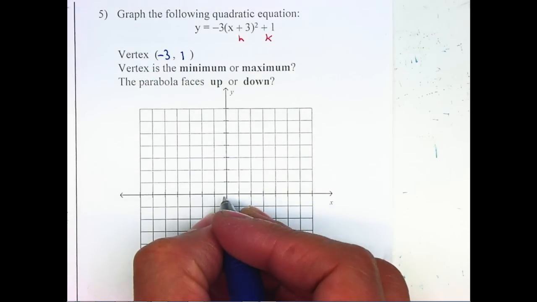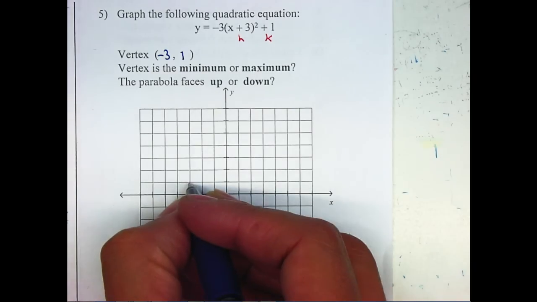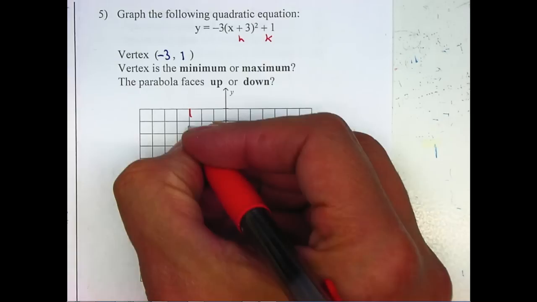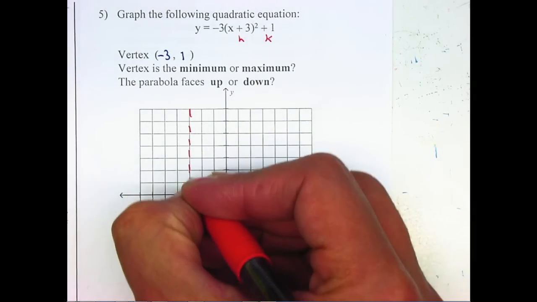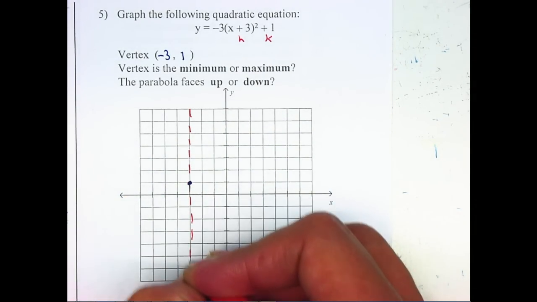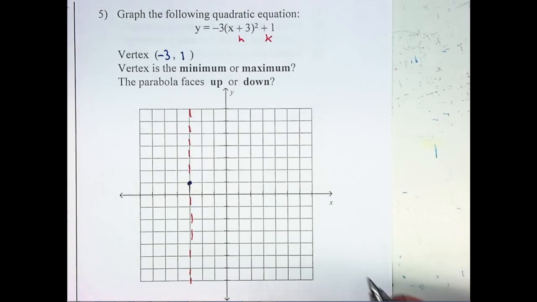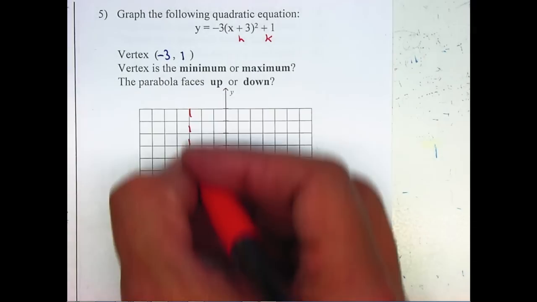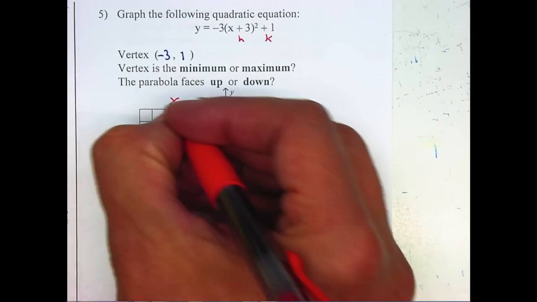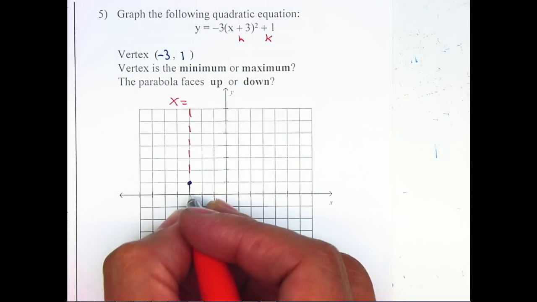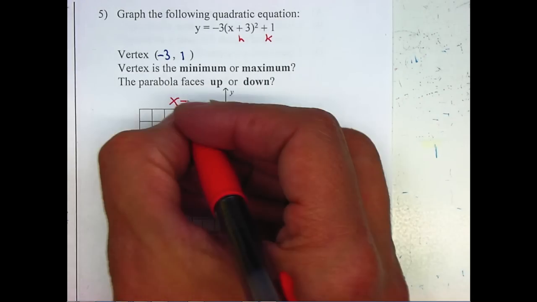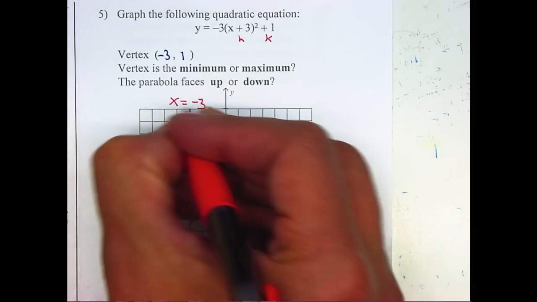Let's go and plot it. -3 and +1. That's our vertex. Let's go and draw out the line of symmetry. We need to be able to find the equation for the line of symmetry. With a vertical line, it's going to be x is equal to a number. In this case, it crosses the x-axis at -3. So this will be x is equal to -3.